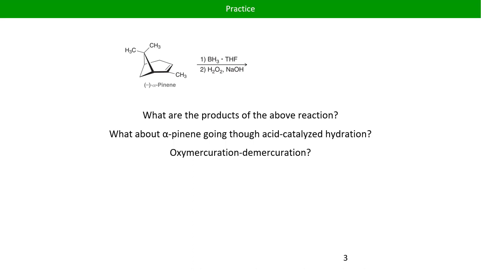Any rearrangement we need to worry about? What would our intermediate look like? Positive charge right there, right? It's already tertiary. So no rearrangement to worry about, which means we get the same product for oxymercuration, demercuration.